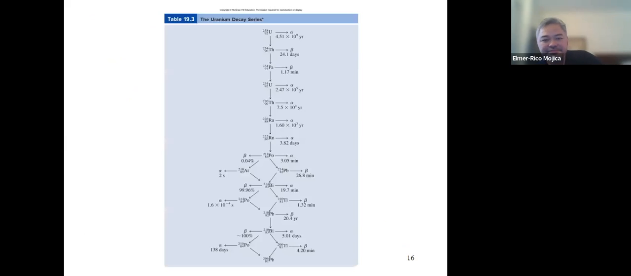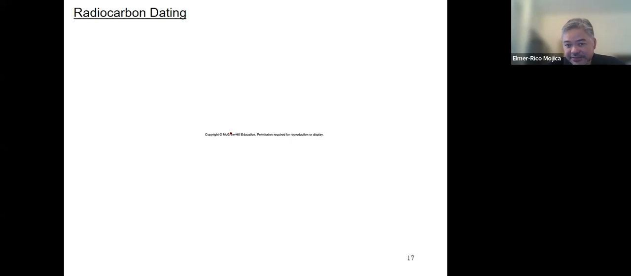Okay. If you look at some of these radioactive materials, they can have a longer timeline. Some are what we call shorter. So as you look at your times 10 to the year, and then you have here days, minutes, times 10 to the 5 years, times 10 to the 4 years, and so on. So this is just the uranium decay series.